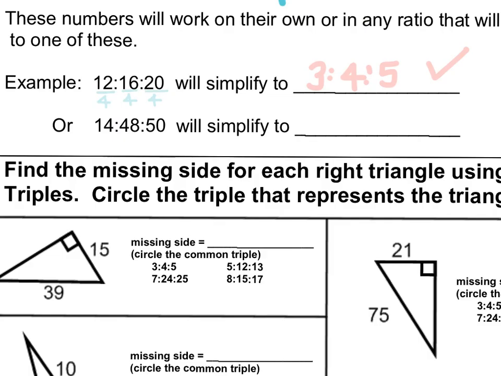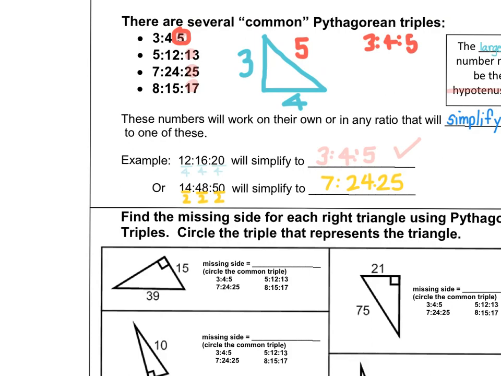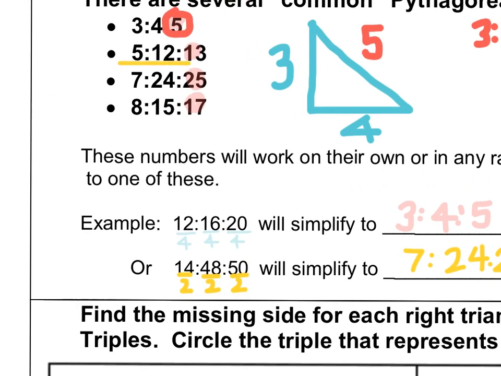Look at the next example. All of those numbers can be divided by 2. They are divisible by 2. And it would simplify to 7, 24, 25. Go look at your triples. Is that one of the triples? Here it is. That means yes, this group of numbers will form the sides of a right triangle.